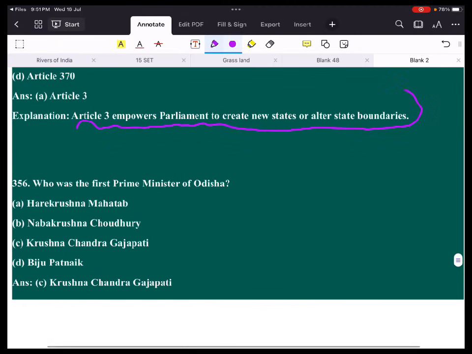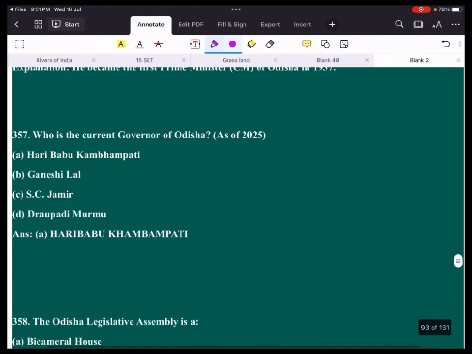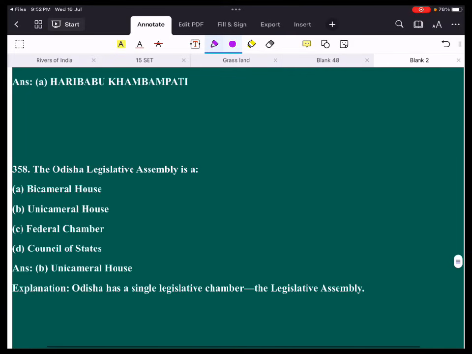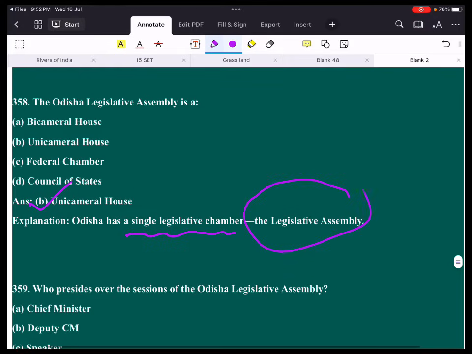Who was the first Prime Minister of Odisha? That is Krishna Chandra Gajapati, option C. Who is the current Governor of Odisha? It is Hari Babu Kambhampati, option A. The Odisha Legislative Assembly is a unicameral house. Odisha has a single legislative chamber, the Legislative Assembly.